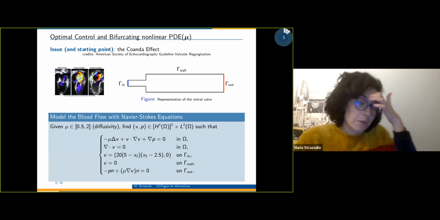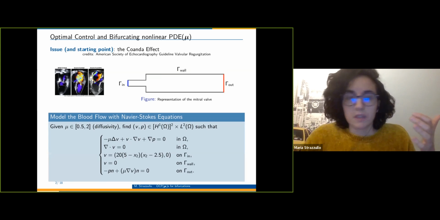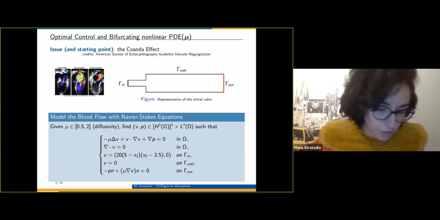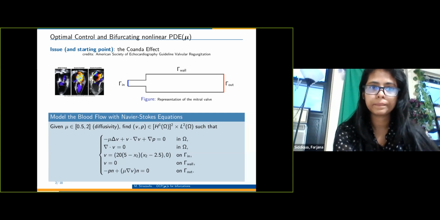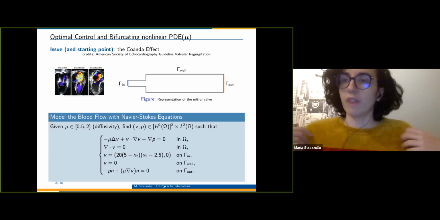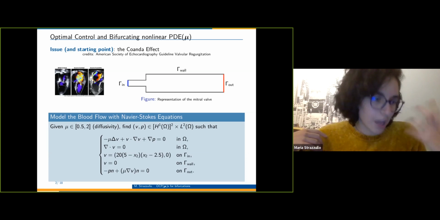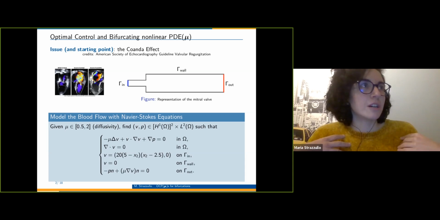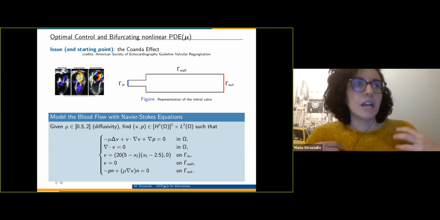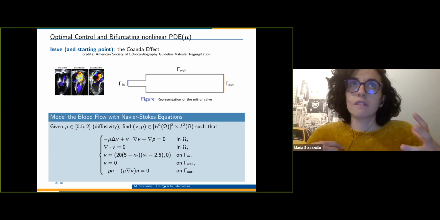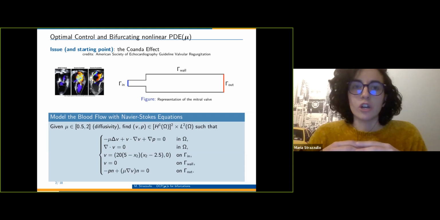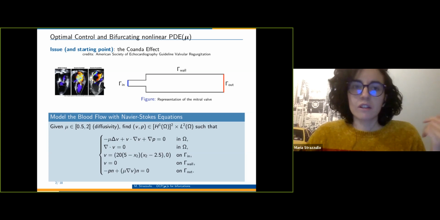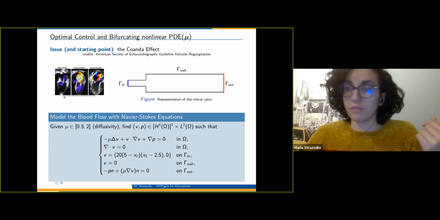Now, let's go into the problem. Talking with Federico, who works on and introduced me to bifurcating phenomena, he told me something about the Coanda effect. The Coanda effect is something that happens every day in our body, and it's a phenomenon related to hemodynamics. So let's start our analysis from this echocardiography here.